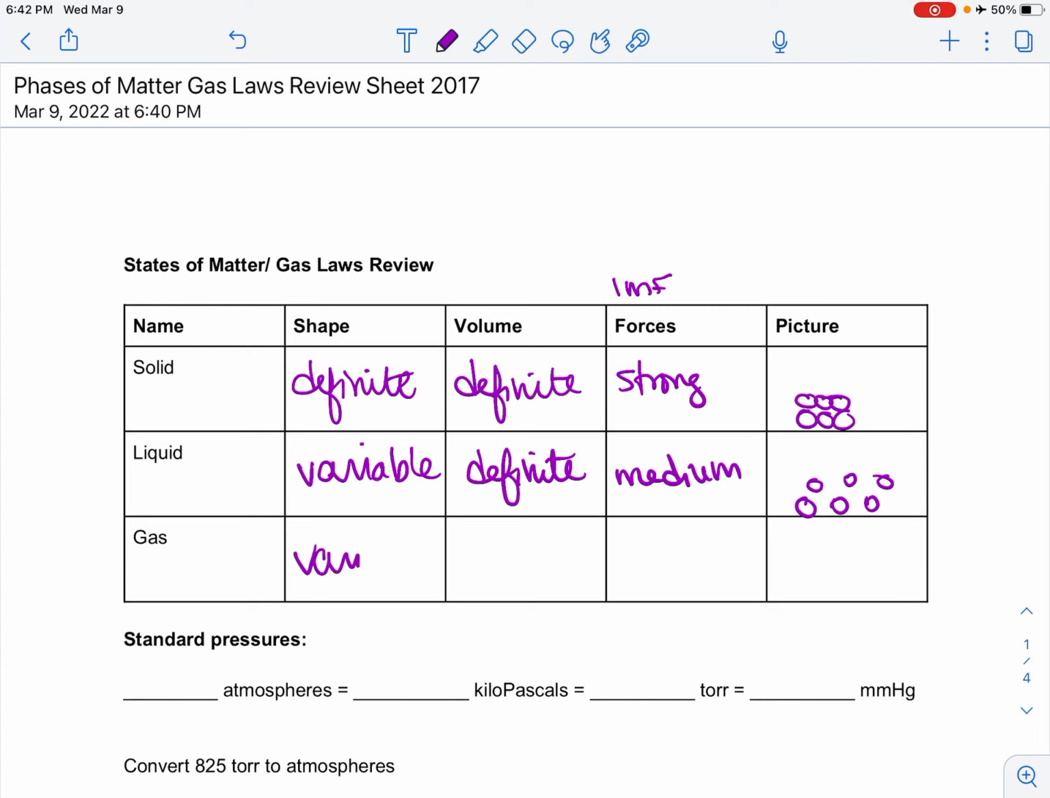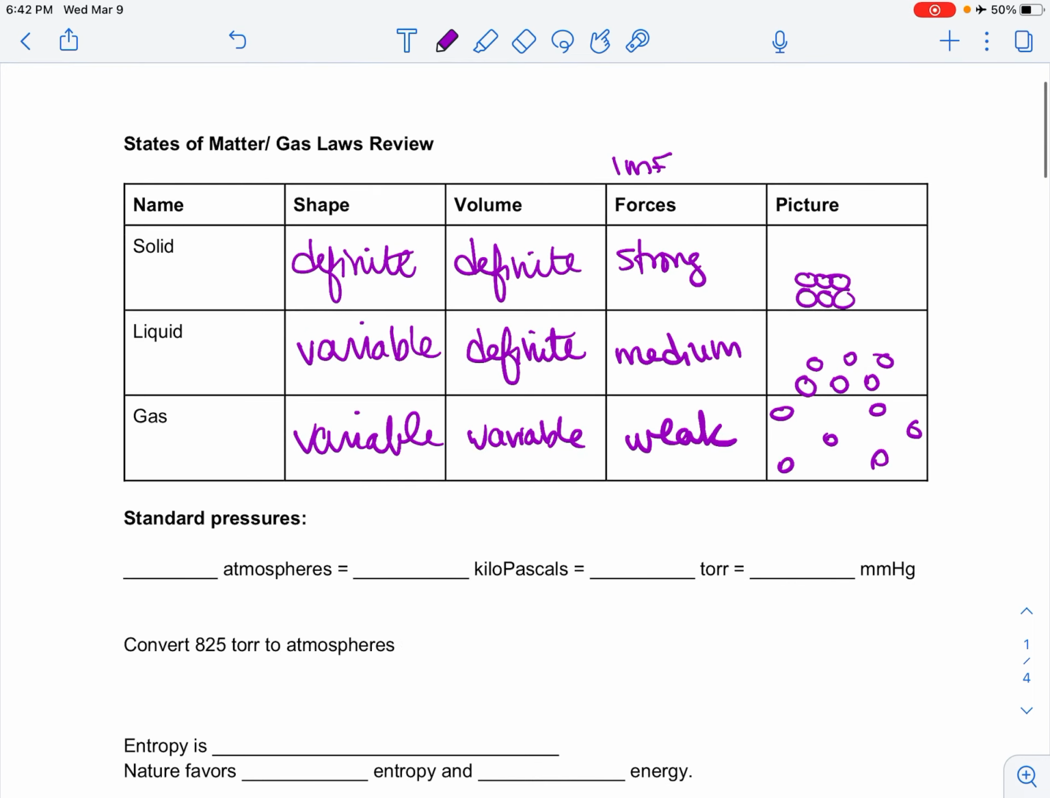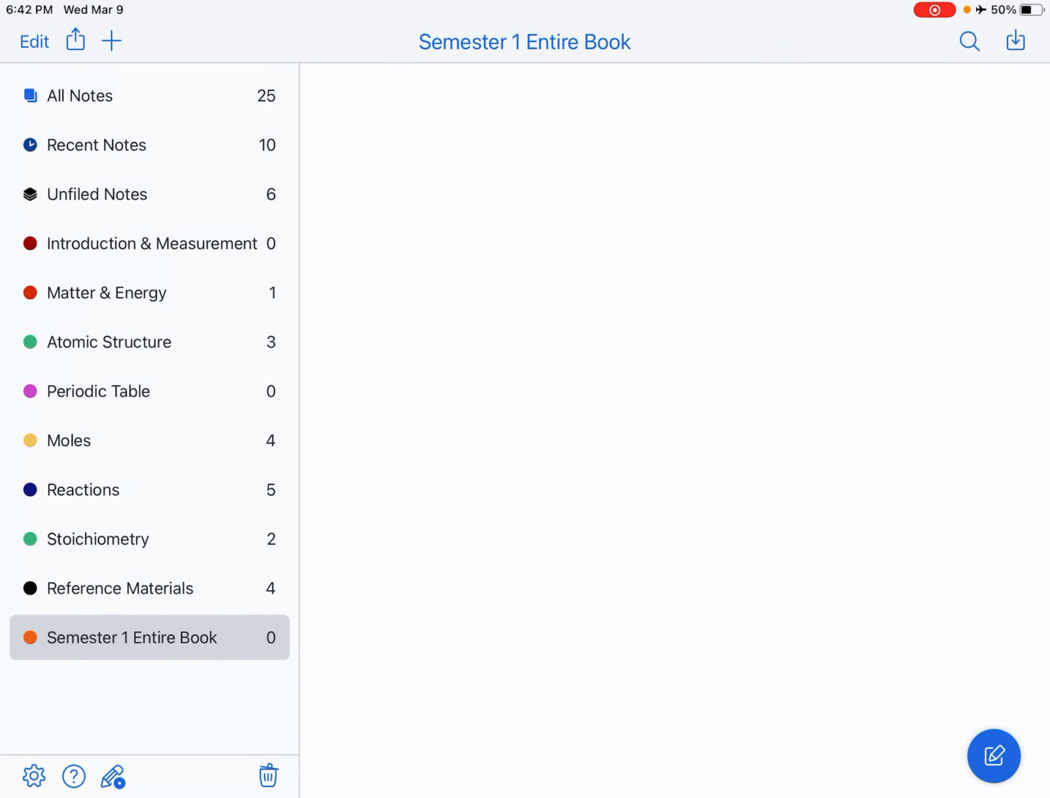Gas, variable shape. You can have different shaped balloons full of helium gas. Volume, gases take the volume of their container. Very weak forces, and the particles would fill that. Standard pressures. So these are found on the reference tables.